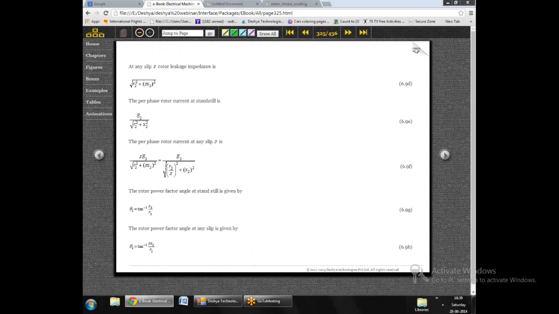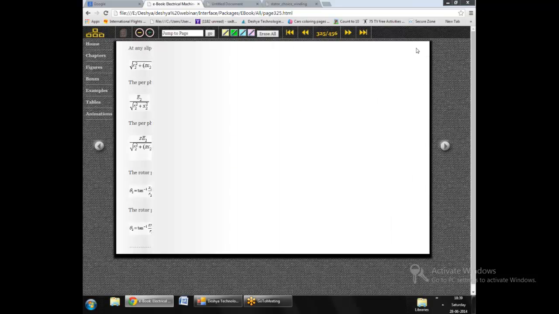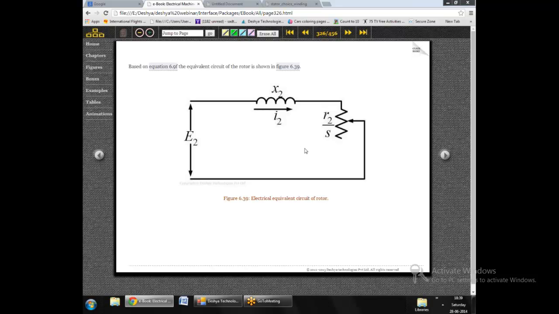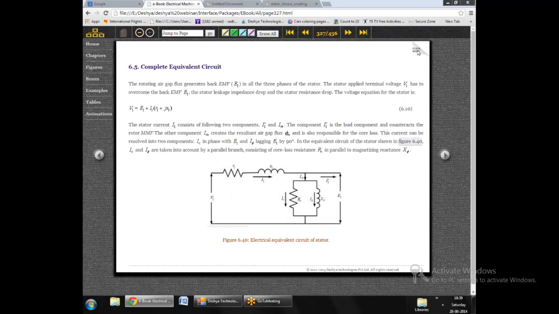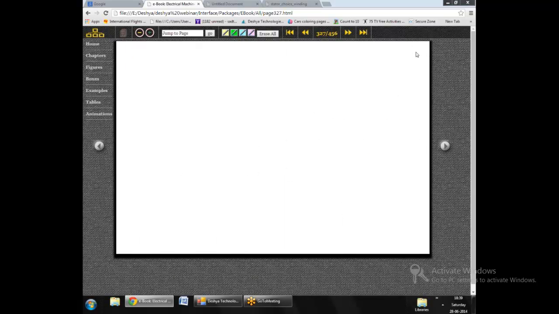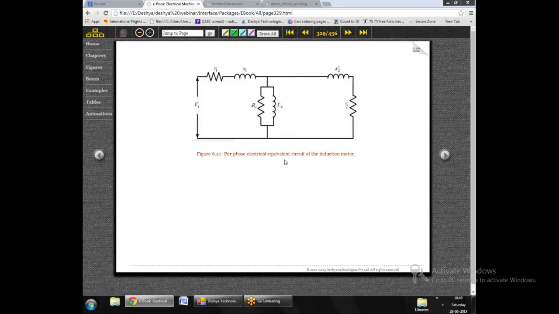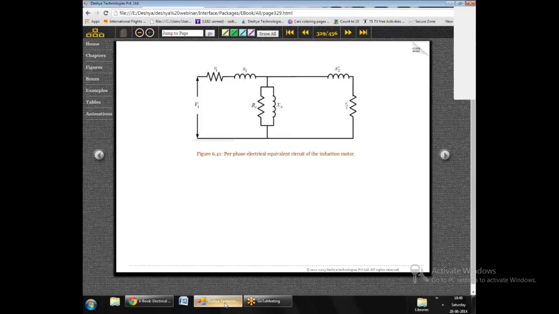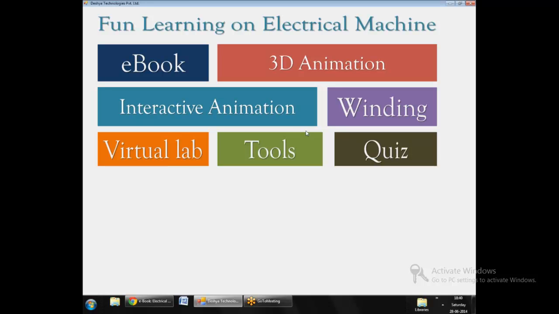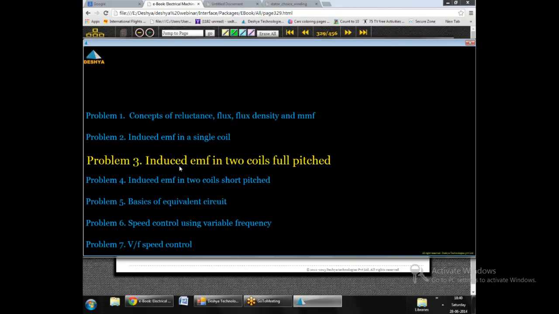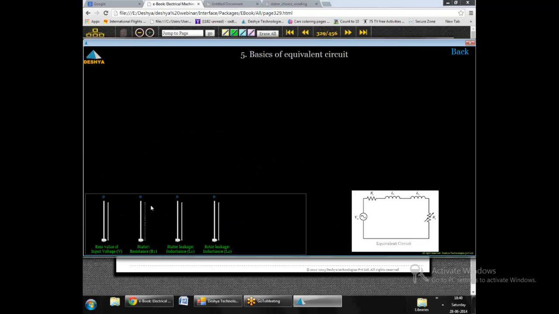And here the classical treatment of the machine using the electrical equivalent circuit is presented, and here we can see the electrical equivalent circuit of the rotor and the electrical equivalent circuit of the stator, and then how do we eventually combine these electrical equivalent circuits. Now to understand the principles of electrical equivalent circuits in detail, one can actually go to the tools, and here it shows the basics of equivalent circuit. So this is just a simple equivalent circuit to illustrate how the machine would behave.